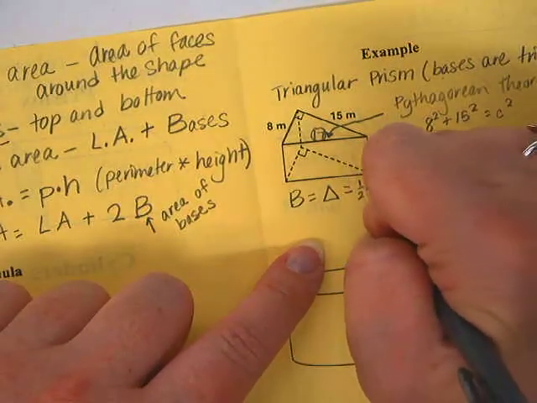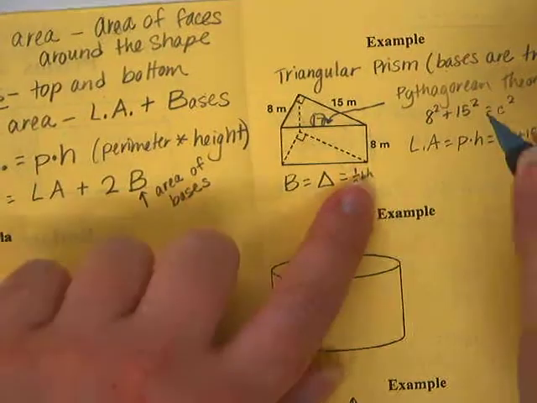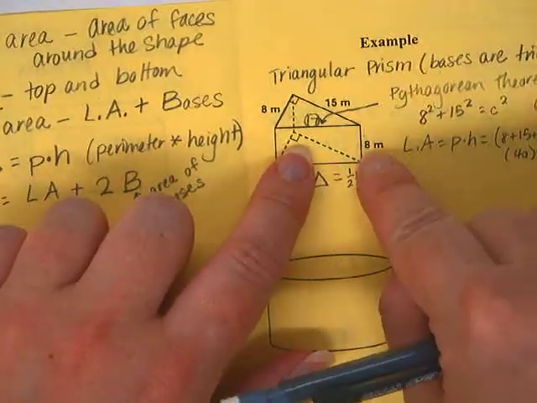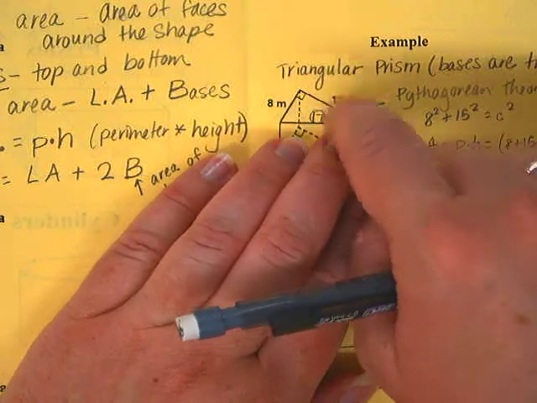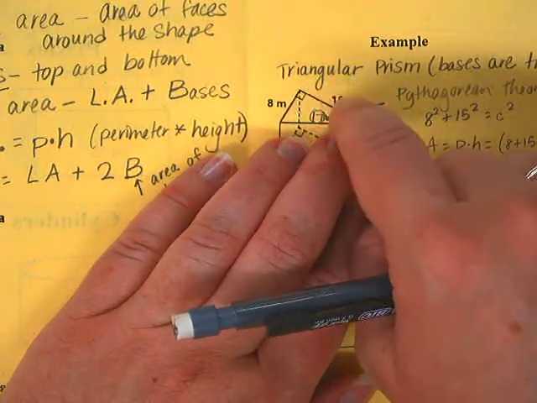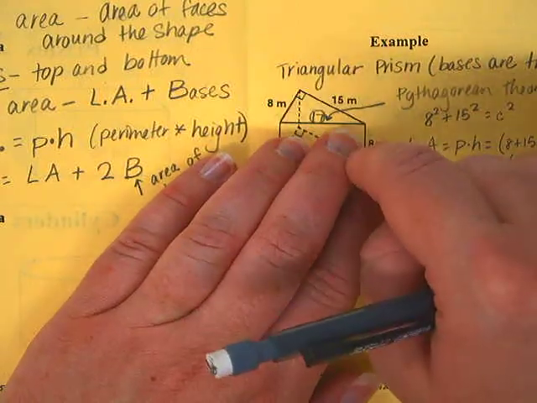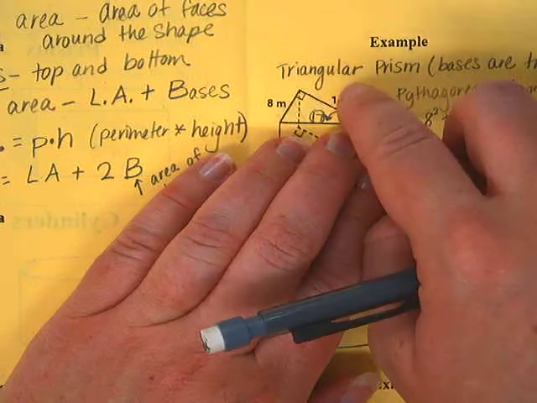Anyone? Area of a triangle. I bet it's on your green formula sheet. 1/2 b times h. Good, good. Thank you, both of you. Okay, so 1/2 the base times the height for that triangle.